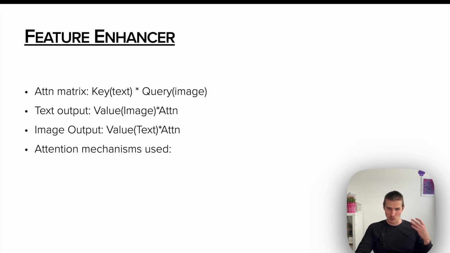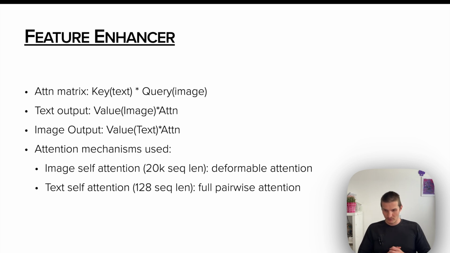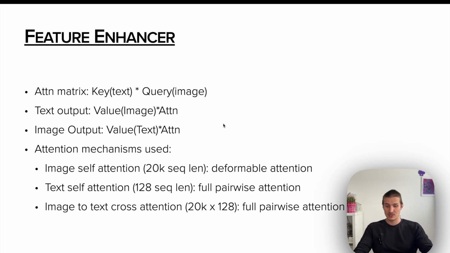Another interesting detail is what sorts of attention mechanisms are used. For image self-attention, which has 20K sequence length, in this cross-modality layer, in the self-attention part, we use deformable attention, basically because we cannot afford 20K sequence length. We cannot afford full pairwise attention at this point and have 20K squared complexity. For text self-attention with just 128 sequence length, it's okay to have full pairwise attention, so we have that. And then in image to text cross attention, which is now 20K times 128, again, that is not as big as 20K squared. So again, we can afford to use just full pairwise attention at this point.